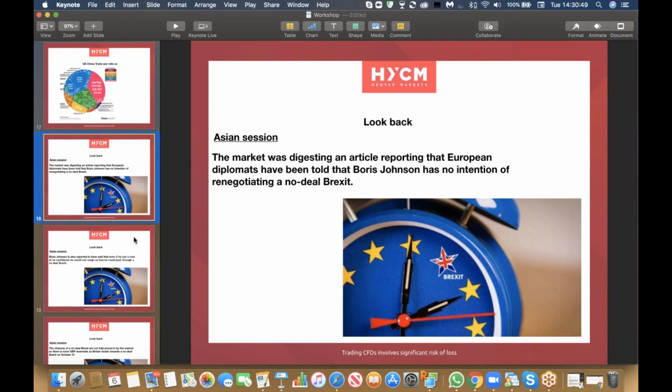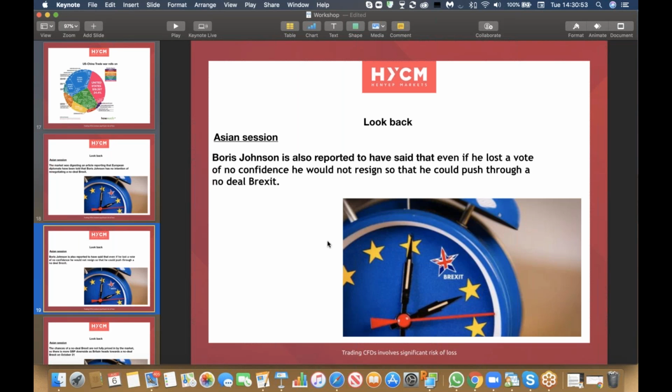That's starting to become clear, and the market has generally been pricing in more chance of a no-deal Brexit now. And Boris Johnson said that even if he lost a vote of no confidence, so if the Labour opposition motioned a vote of no confidence in the government, Boris is saying even if he lost that, he wouldn't resign, so he could push through a no-deal Brexit.